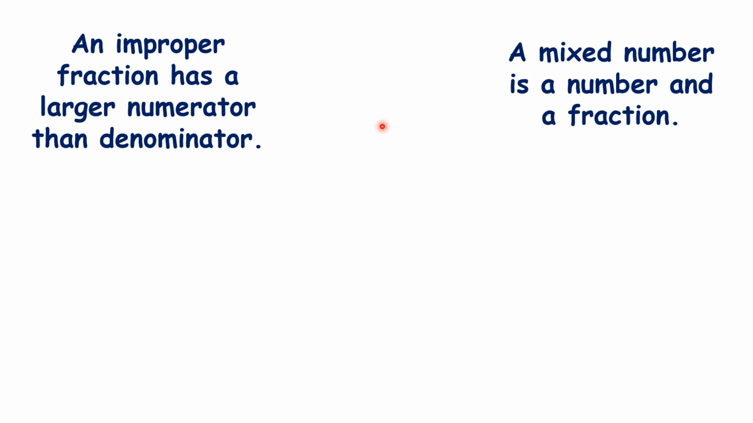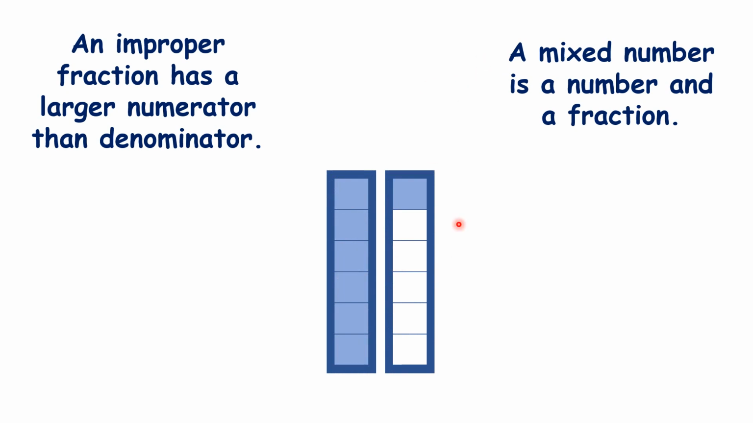Fractions can be bigger than 1, and when this happens, we can either write the fraction as an improper fraction or a mixed number. So let's look at this fraction here. An improper fraction has a larger numerator than denominator.